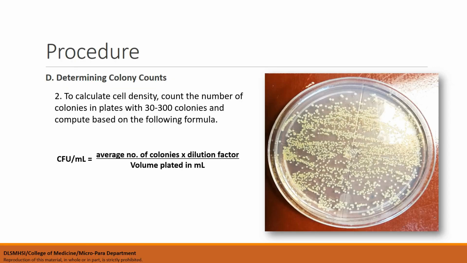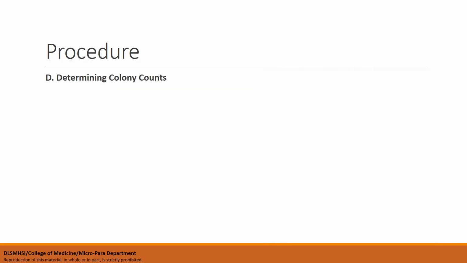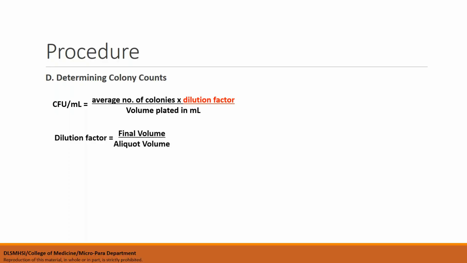CFU per ml is equal to the average number of colonies multiplied by the dilution factor, and then divided by the volume plated in ml. How do we compute for the dilution factor? Dilution factor is equal to the final volume divided by the aliquot volume.